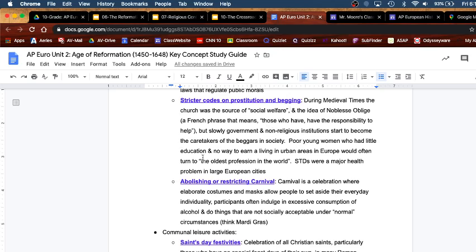Poor young women who had little education and no way to earn a living in urban areas in Europe often turned to the oldest profession in the world. That's prostitution. Unfortunately, women had very little chance to get a decent job, and if their fathers wouldn't or couldn't take care of them, or they were orphaned, they really had no other choices. Most of these girls would never choose prostitution. It was forced upon them because they were starving to death. And STDs, sexually transmitted diseases, were a major health problem in large urban cities. So stricter codes on prostitution and begging.